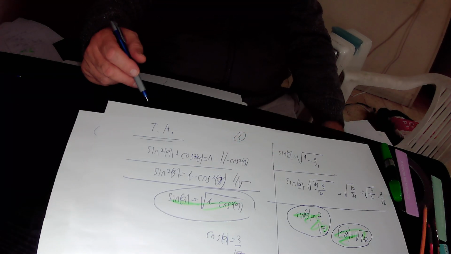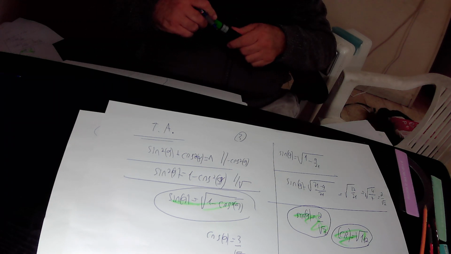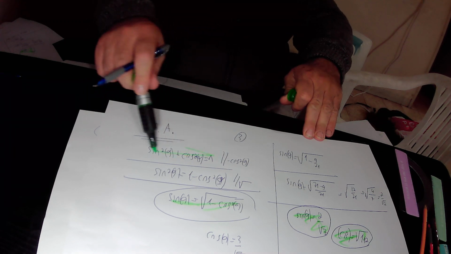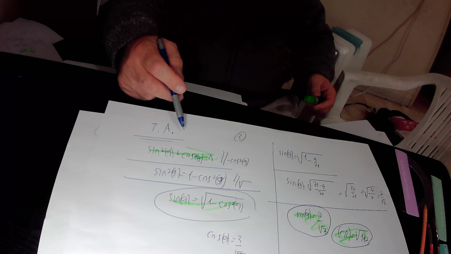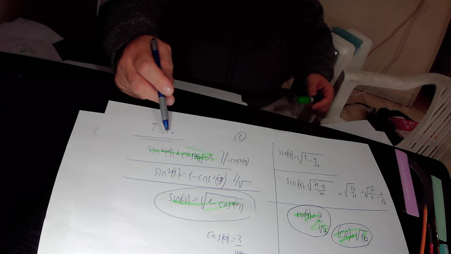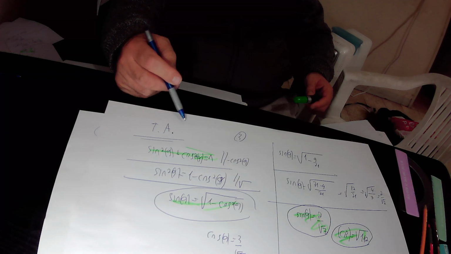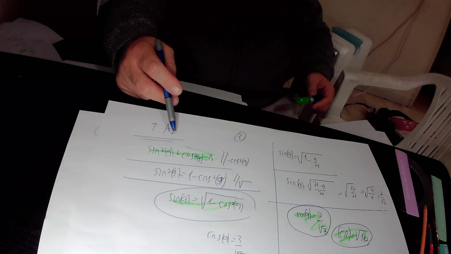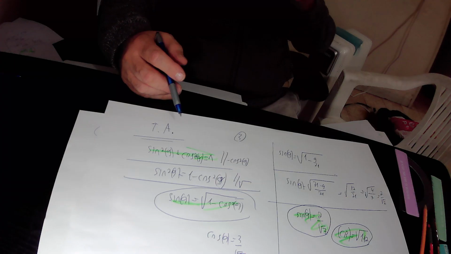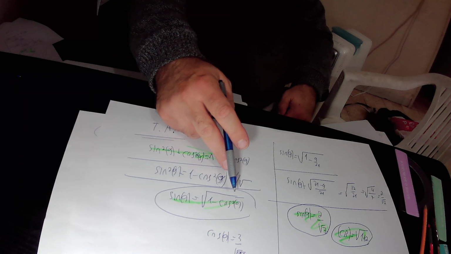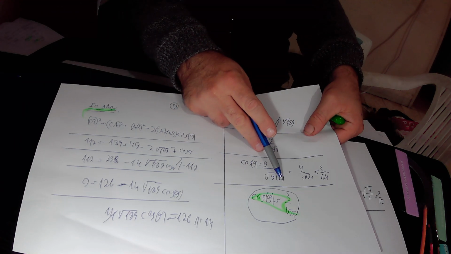TI is the abbreviation for trigonometric identity. We have the trigonometric identity that says that sine squared alpha plus cosine squared alpha equals 1. Here we subtracted cosine squared alpha from this identity and found out that sine squared alpha equals 1 minus cosine squared alpha. Here we took the square root of this equation and found out that sine alpha equals the square root of 1 minus cosine squared alpha. We already found out that cosine alpha equals 3 over square root of 21.